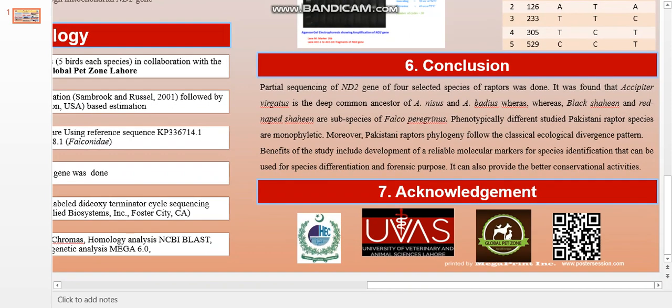So overall, we can say that the partial sequencing of ND2 gene of four selected species was done, and it was found that Accipiter virgatus is the deep common ancestor of Accipiter nisus and Accipiter badius, whereas black shaheen and red-naped shaheen are species of Falco peregrinus. Typically, different studied Pakistani raptor species are monophyletic, and the phylogeny follows the classical ecological divergence pattern. Benefits of the study include the development of reliable molecular markers for species identification that can be used for species differentiation and forensic purpose, and it can provide better conservational activity.